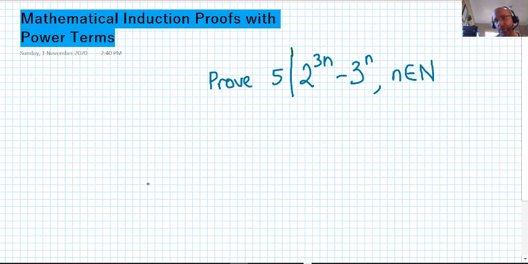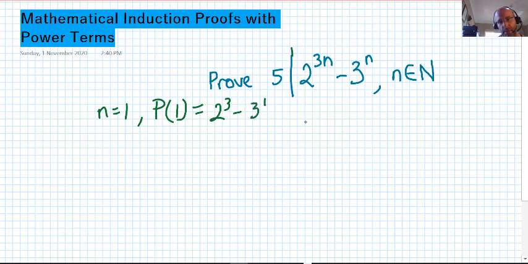So to prove that all of that is divisible by 5, we're going to use mathematical induction, and we know that in the initial step for n equals 1 we have the proposition where we sub in 1 essentially. So we have 2 cubed take 3 to the power 1, and that's 8 take 3 is 5, so that's divisible by 5, so that's true.